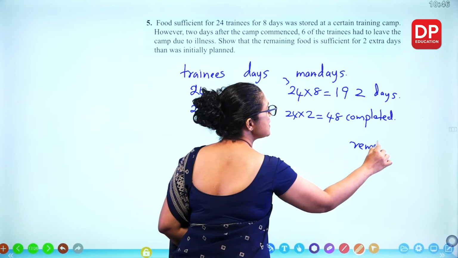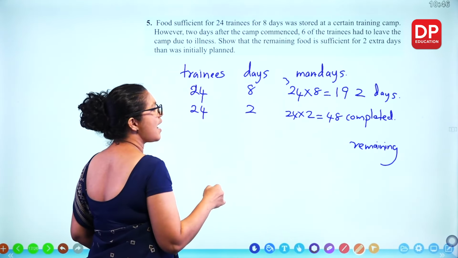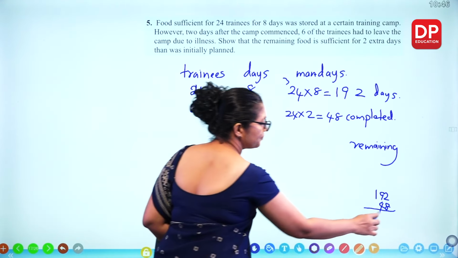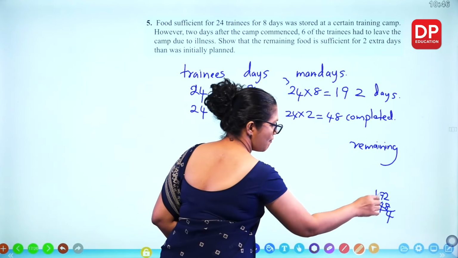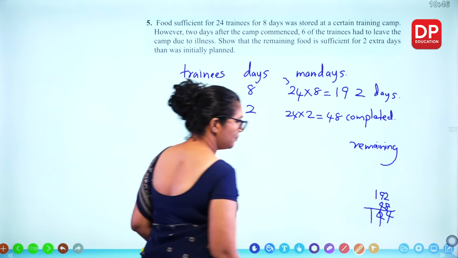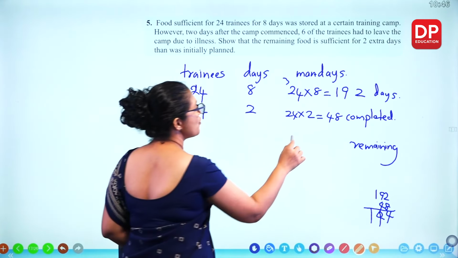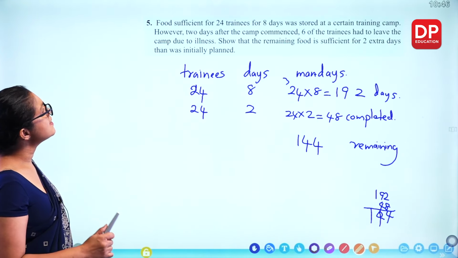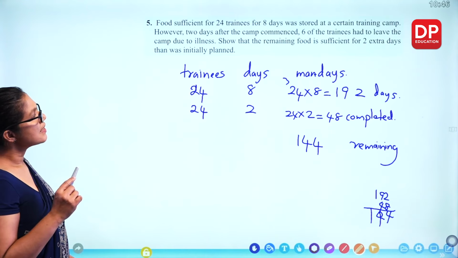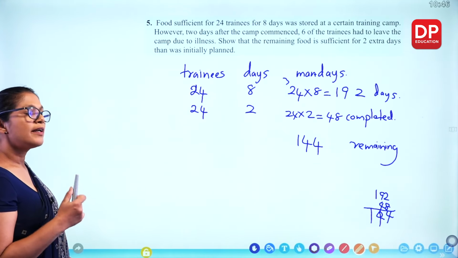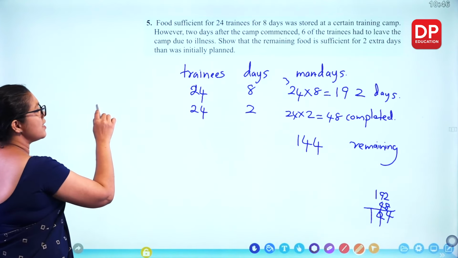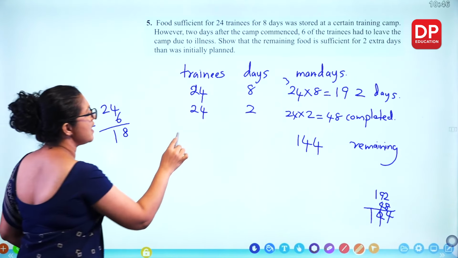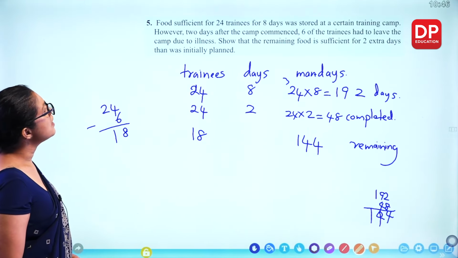Remaining number of man days is 192 subtract 48. So what you get? 4, 12, 1 remaining 5. 5 and 9 you get 4, 144. So remaining number of man days 144. Now what's the next part? It says after 2 days 6 of the trainees had to leave. Now how many trainees are now? 24 before, 6 had to leave. So you get 18 trainees are there after 2 days.